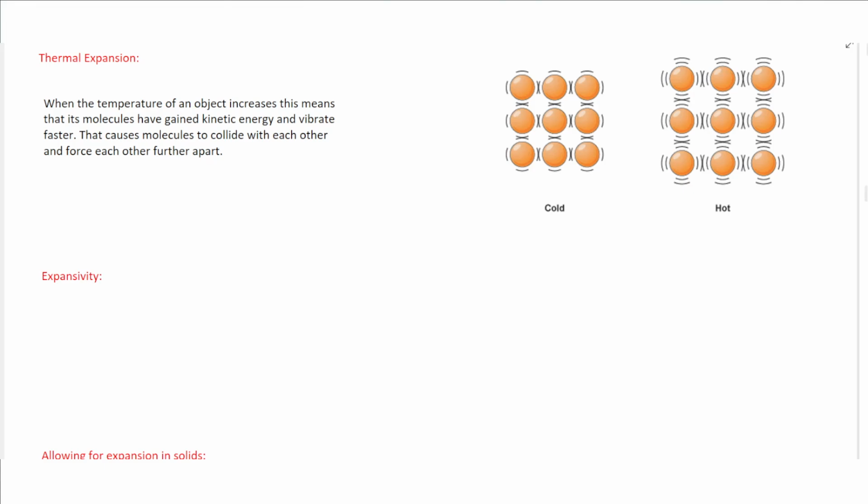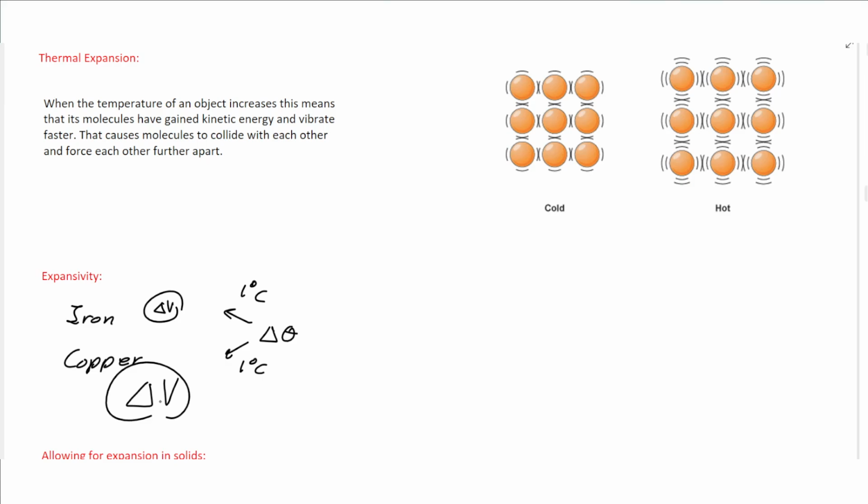There is something called expansivity. It means how much expansion happens per degree Celsius or per Kelvin. If you have, for example, iron and copper, copper expands more than iron for the same change in temperature. If the change in temperature in both is, for example, 1 degree Celsius, the change in volume in copper will be greater than the change in volume in iron. So we say that copper has higher expansivity.